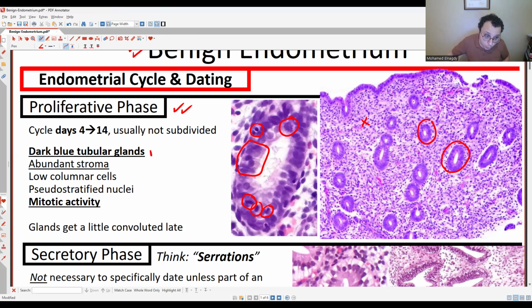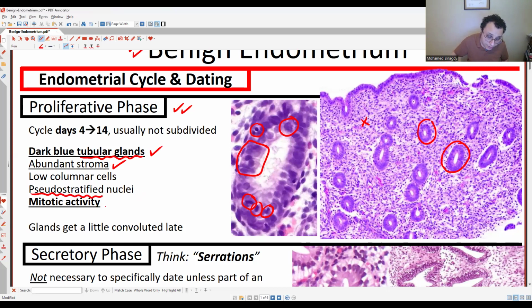So dark blue, why dark blue? Because the cells are crowding up, piling up. So it's dark blue tubular glands. This means that the glands are not dilated, and you have the abundant stroma in between the glands. However, there is pseudo-stratification.